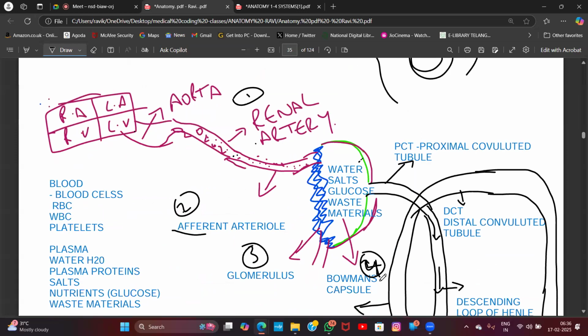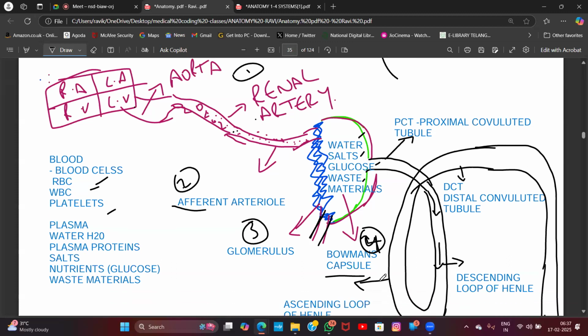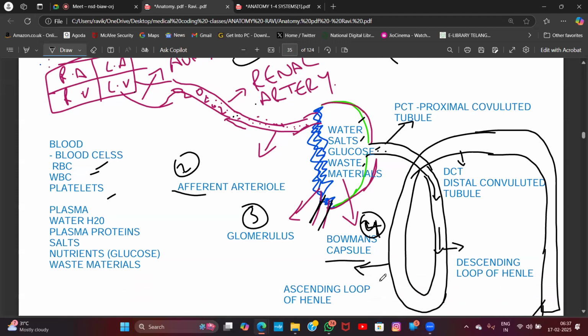The small particles like water, salts, glucose, and waste materials go into the Bowman's capsule. The remaining RBC, WBC, and platelets, the large particles, remain in the bloodstream. But the small particles like water, glucose, salts, and waste materials go where? Into the capsule-like structure called Bowman's capsule. After the Bowman's capsule, this filtrate moves on.